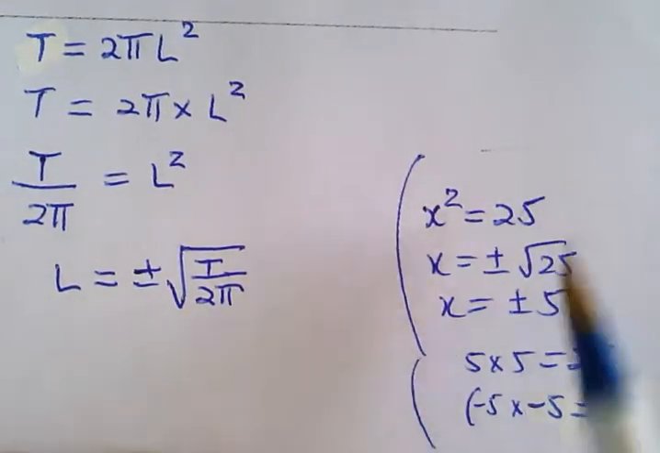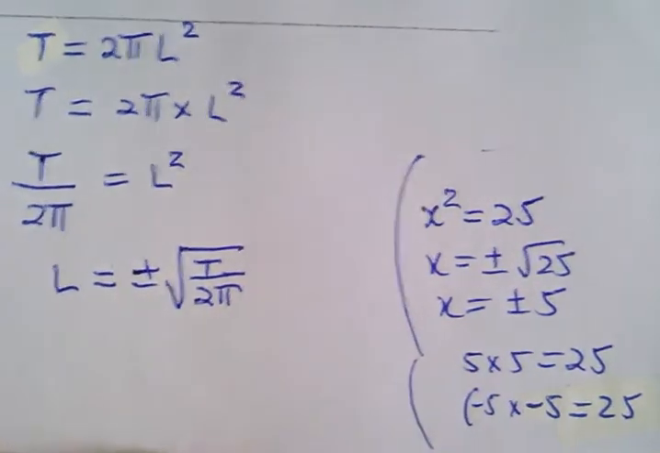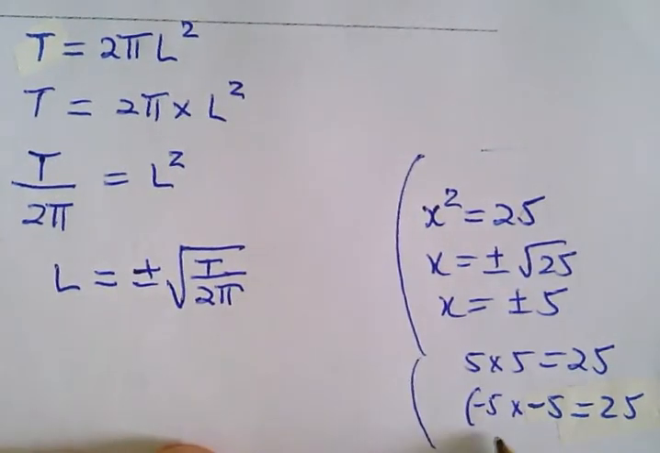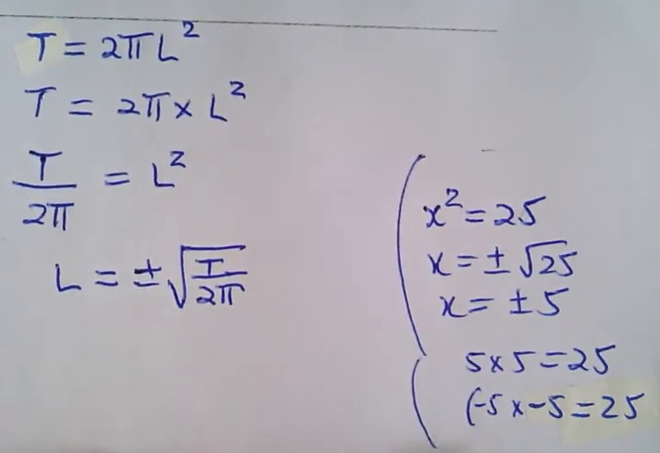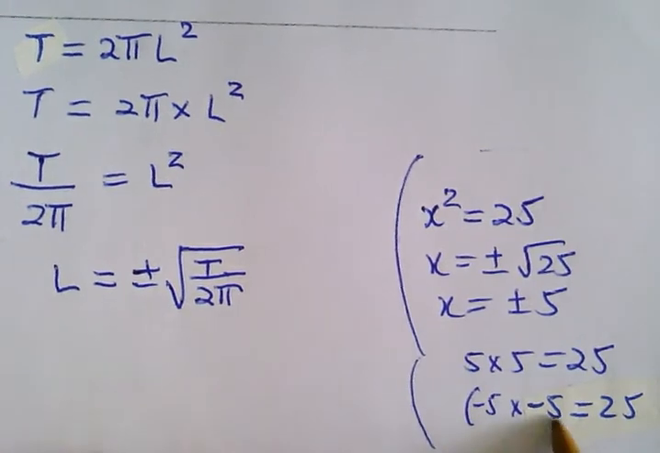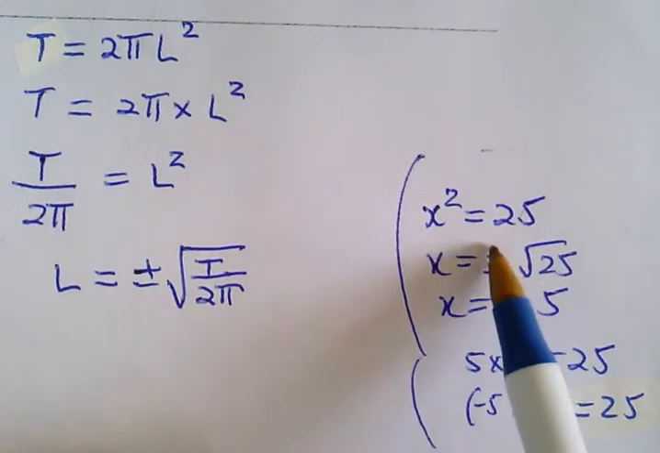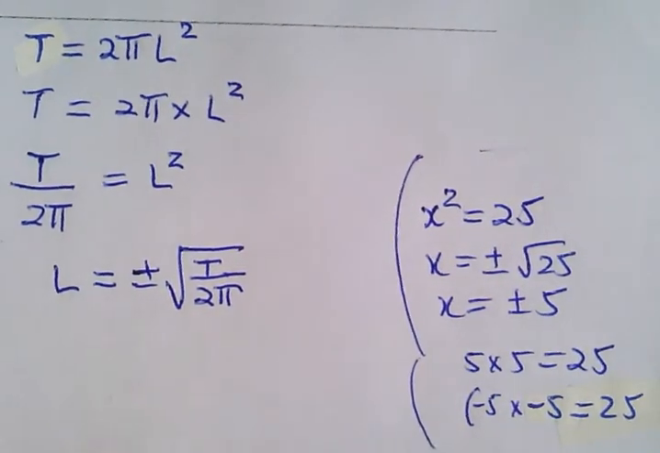If x squared is, say, 25, we all know that x could be 5, but x also could be negative 5, because a negative times a negative is a positive. So you must take plus or minus the square root of the other side.